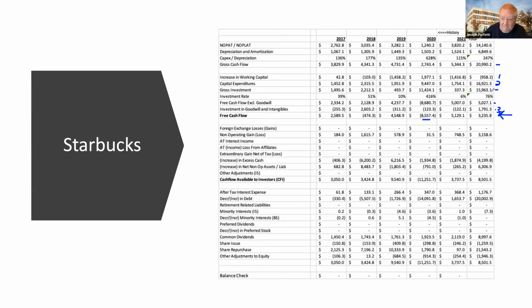Said a different way, 15.9 billion is 76% of 20 billion 990. So their reinvestment rate, or investment rate as it's called, is 76%. They're putting 76 cents of every dollar back in. But notice it wasn't 76% every year. Some years it was low, 6%. Some years it was high, 416%. So different levels of reinvestment over time averaged out to 76%. The other key number here is this ratio of CapEx to depreciation.